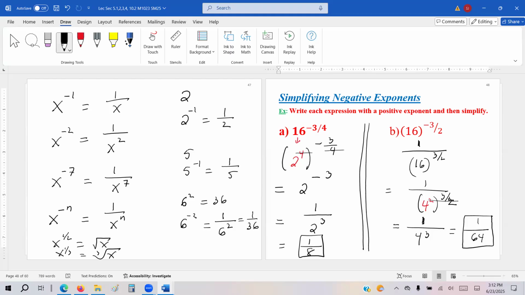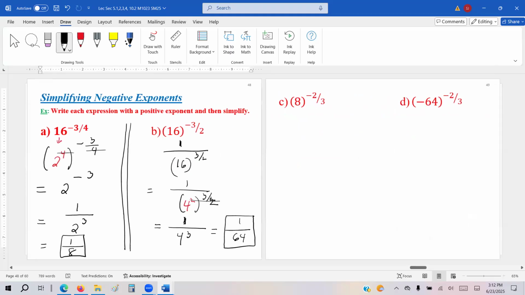We can do it either way. First turn into a fraction, then simplify, or first simplify and then turn into a fraction. Either way will work. You will get the same result. Any questions, comments? No? Okay, try this too.